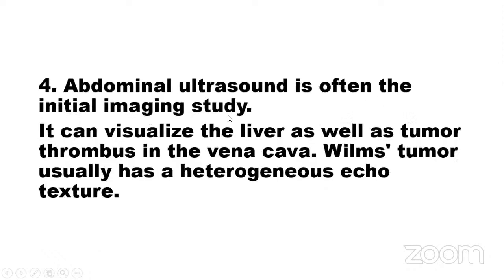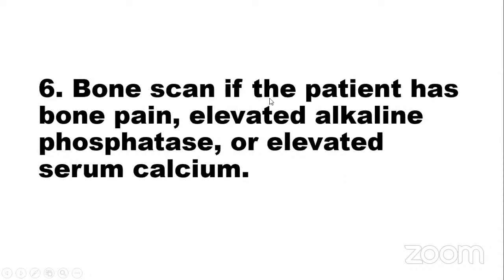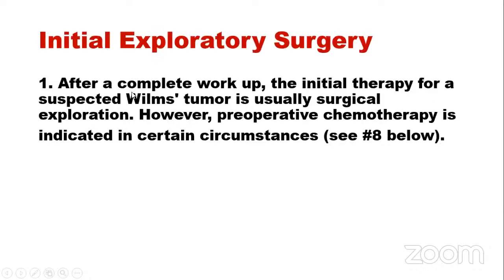Abdominal ultrasound is often the initial imaging study for a patient with Wilms tumors. It can visualize the liver as well as tumor thrombus in the vena cava. Wilms tumors usually have heterogeneous echotextures, so this is a finding on ultrasound. CT scan may be obtained if a solid renal mass is suspected based on ultrasound. Chest X-ray to assess for pulmonary metastases is also indicated. Bone scan if the patient has bone pain and elevated alkaline phosphatase or elevated serum calcium.